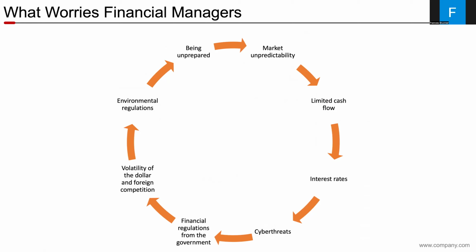Market unpredictability. This could be from external forces or from decisions or political activity happening within the market segment of the organization. Limited cash flow can quickly become a problem. Interest rates, whether they're rising or falling, will affect strategic decision making within the company. Cyber threats are a concern from a transaction standpoint and also from internal accounting.